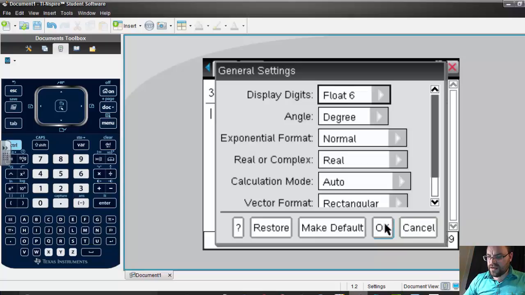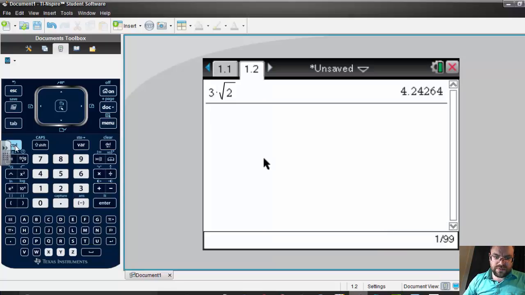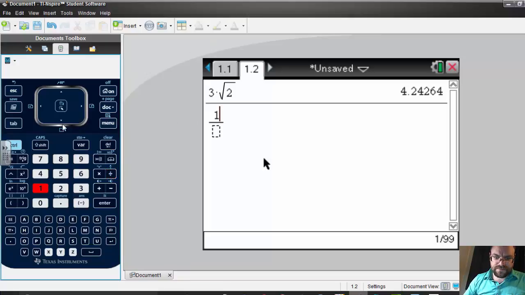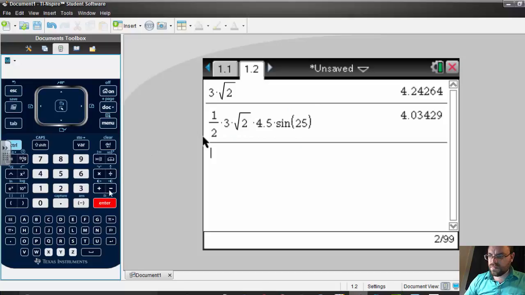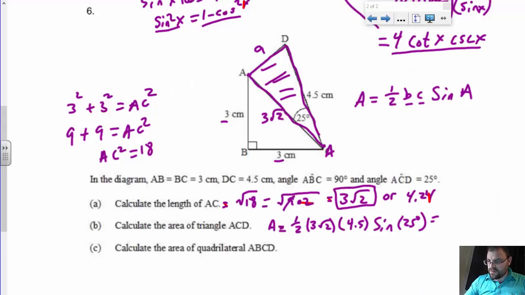So I'm going to say, all right, let's multiply then. We'll do 1/2 times 3√2 times 4.5 times the sine of 25 degrees. This will be 4.03 is what I got for that area. So I'll go back to that and I'll say, okay, that's about 4.03 square centimeters.